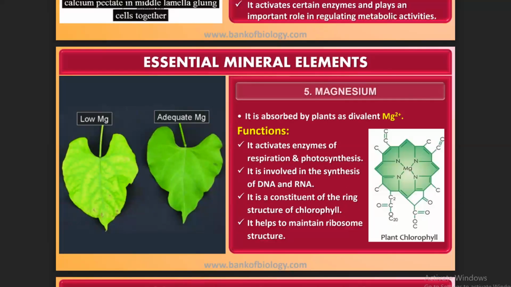Next is magnesium. Where is it present? Chlorophyll. That at least you have to know. Magnesium is present in chlorophyll. Magnesium is absorbed as magnesium plus 2 ion. It activates enzyme for respiration and photosynthesis. It is involved in synthesis of DNA and RNA. It is the constituent of the chlorophyll. It helps to maintain the ribosome structure.